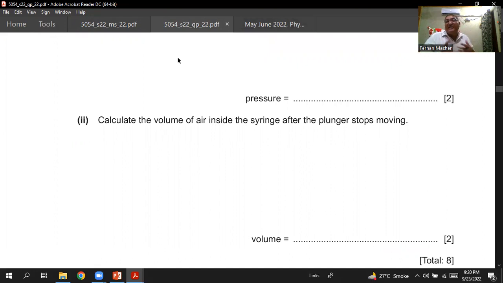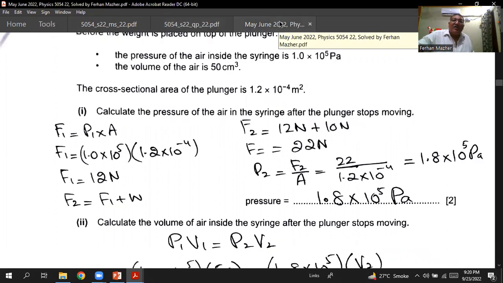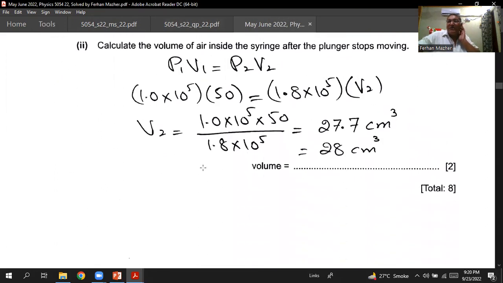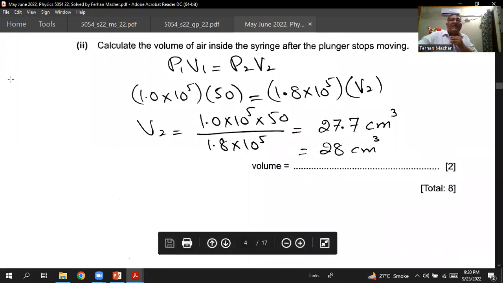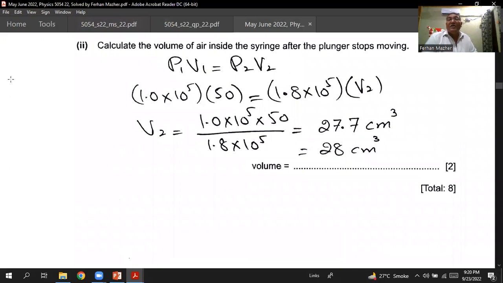So we can apply Boyle's law, which says P1 V1 equals P2 V2, because the temperature of the gas, the air, has not changed. So I can apply P1 V1 equals P2 V2. The pressure one is 1 × 10^5. The volume one is 50 centimeter cube. The pressure two is 1.8 × 10^5 Pascal.